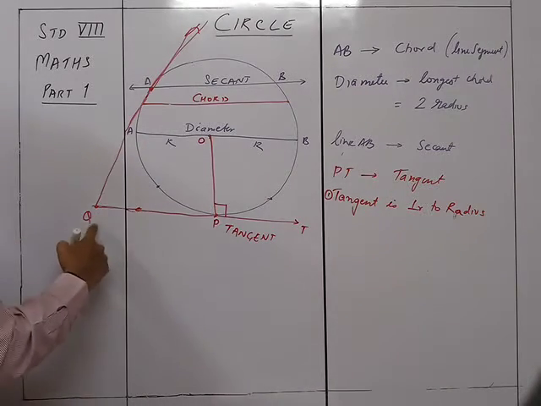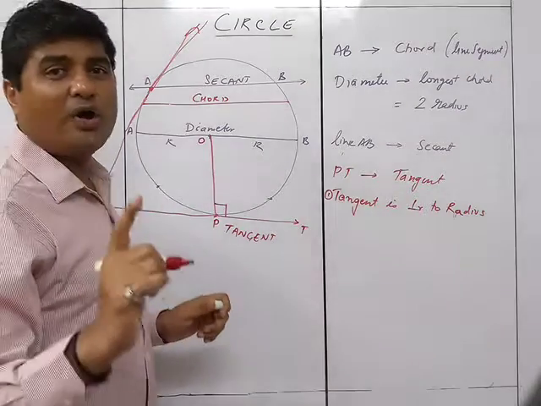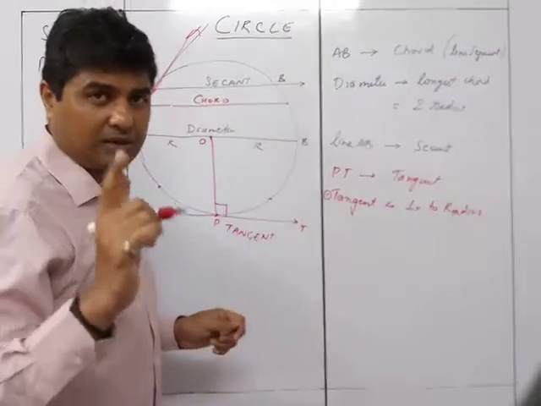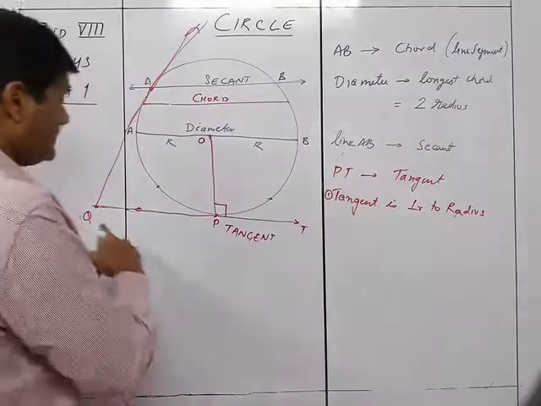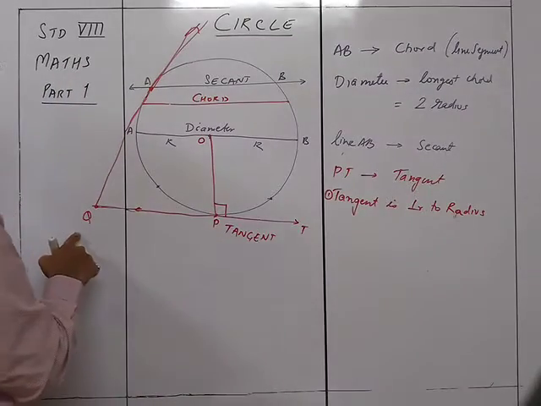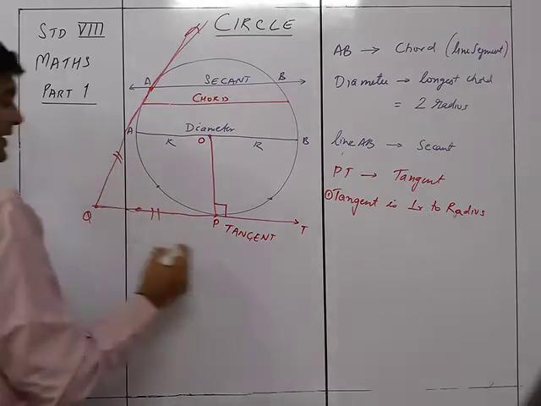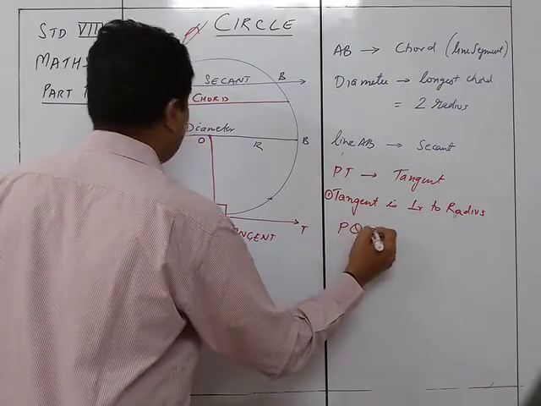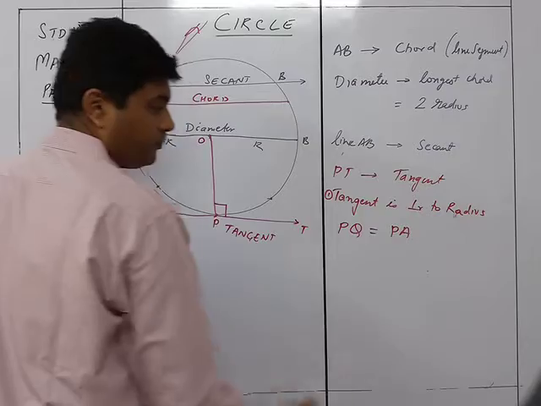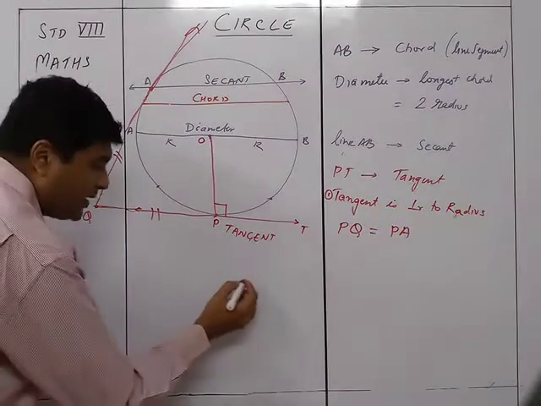Then it will be seen that if two tangents are drawn from a point outside the circle, their lengths will be equal. That means PQ will be equal to PA. I'll show you another figure.